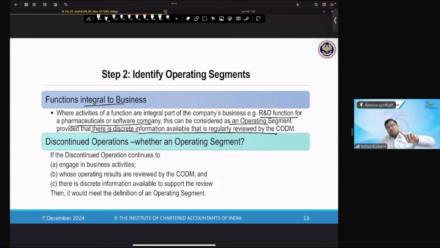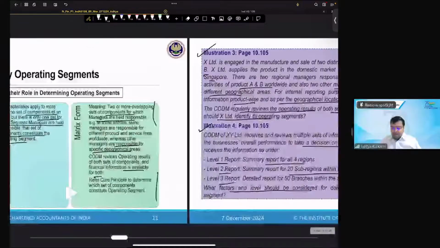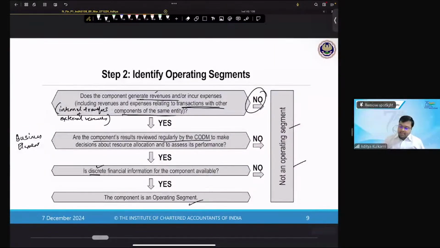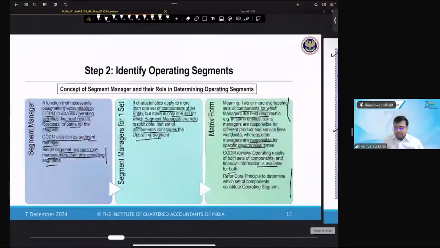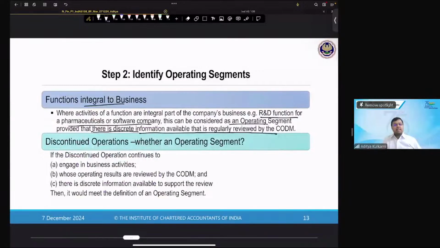So we saw the first criteria of identifying an operating segment. What was the criteria? Does it generate revenue? If the answer to that is no, it is not an operating segment. But here it says that if a function is integral to business, then it does become an operating segment.